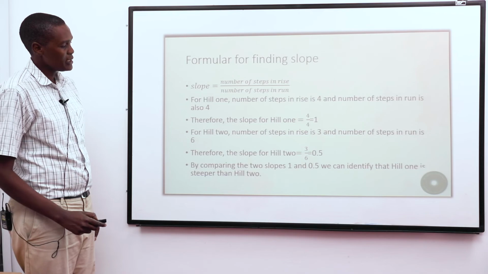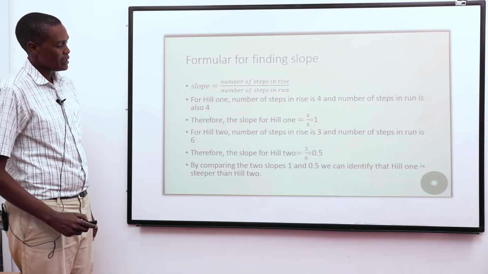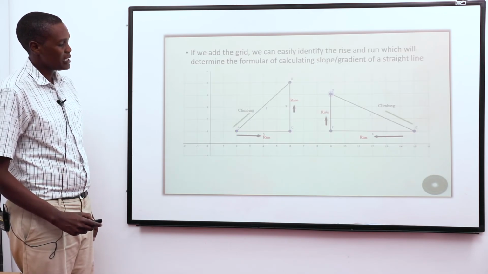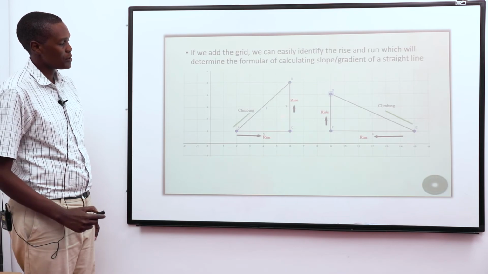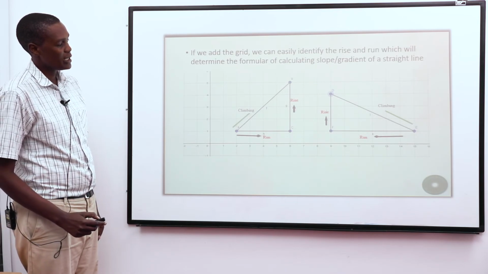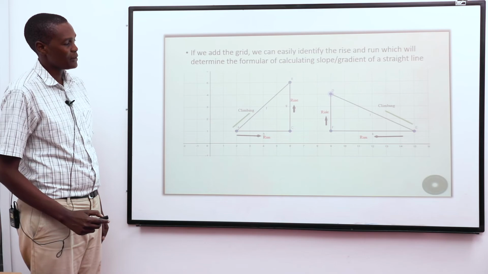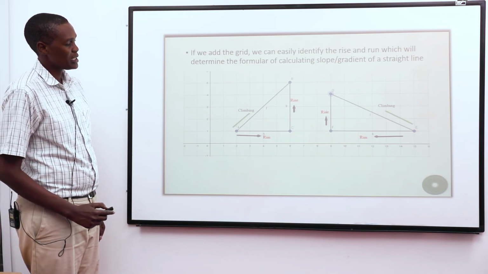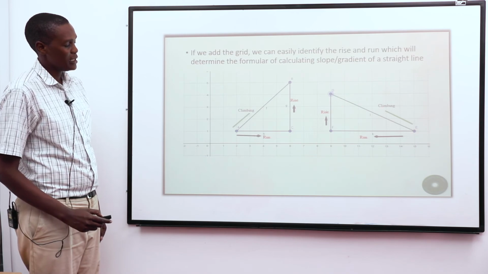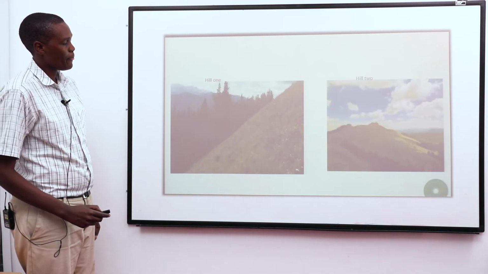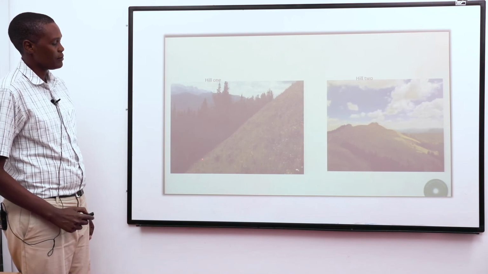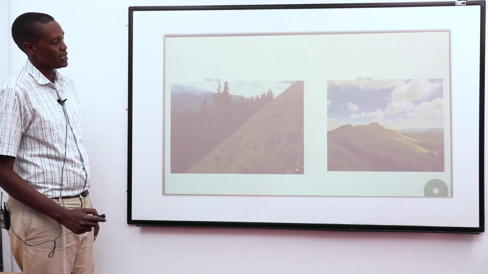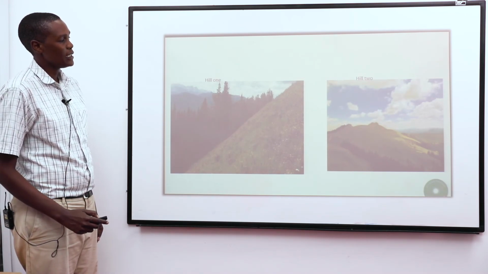Now, we can identify that the slope for the first hill was 1, and the slope for the second hill is 0.5. We can conclude that the first hill is steeper than the second hill, and you can easily see this here. This one is steeper than the second hill.